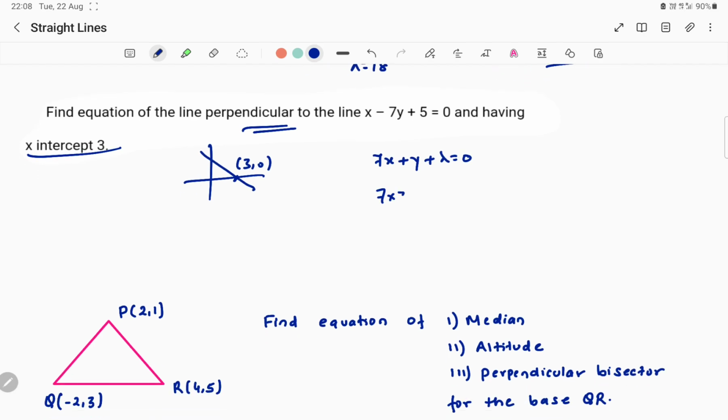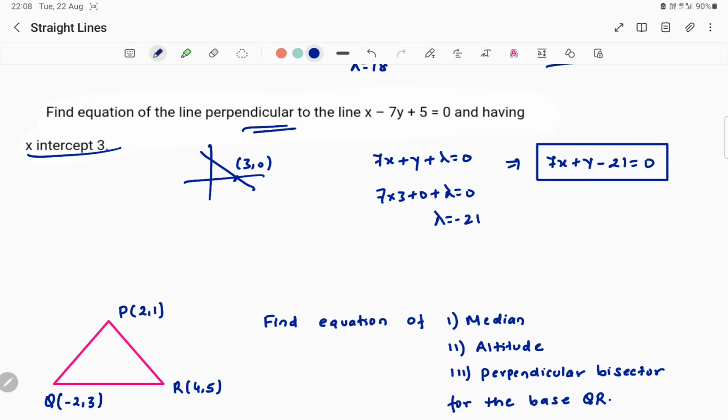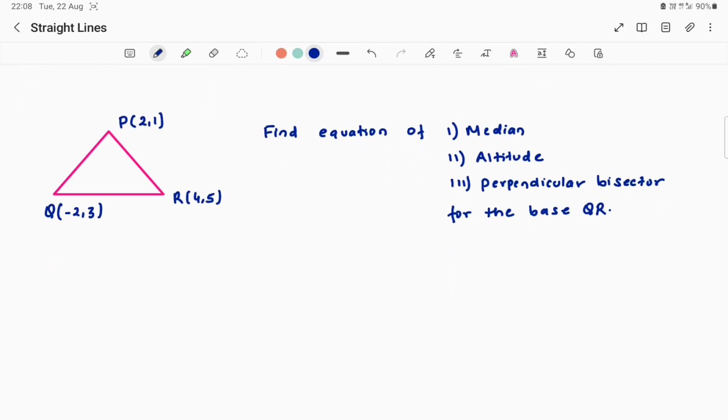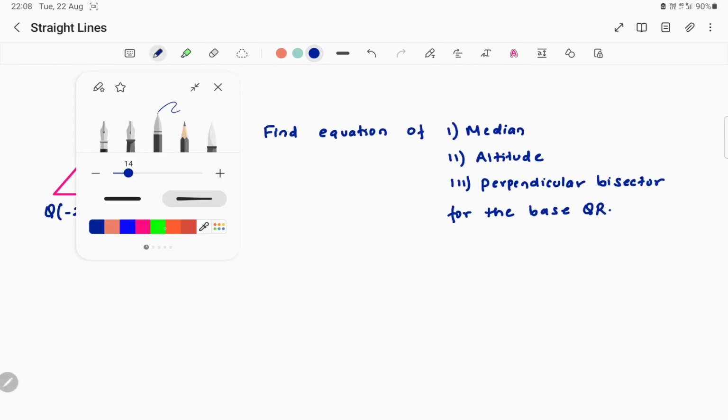So indirectly they are telling that this line is passing through the point 3 comma 0. So we got 7 into 3 plus 0 plus lambda equal to 0. So we got lambda is equal to minus 21. So what is the equation? Equation is 7x plus y minus 21 equal to 0. Or you try the other way, find the slope and m1 m2 equal to minus 1 and do this.